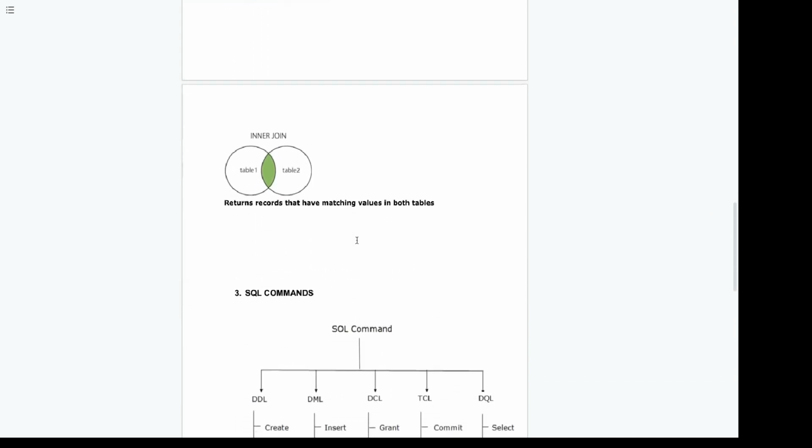And the third one is inner join. Inner join will return all the rows which are common in both table 1 as well as table 2. You can look at this Venn diagram. So this was about the joins: left join, right join and inner join. You must explain them with the help of examples.